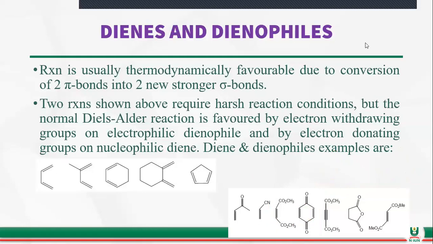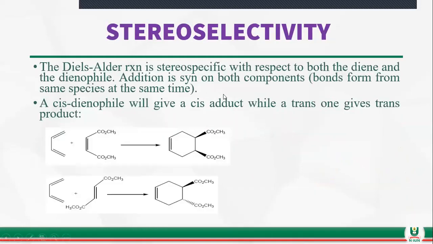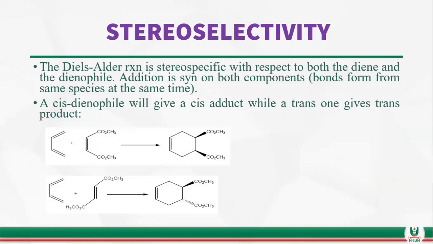So these are all examples of diene and dienophile that are the key players. Stereoselectivity. This reaction is very stereospecific with respect to both diene and dienophile. And what do we mean by this? It means that you remember that your diene and your dienophile have a carbon-carbon double bond, which is sp2. And you know the molecular geometry of sp2 is planar. And that means around the double-bonded carbon-carbon, you can have a particular orientation of either cis or trans.